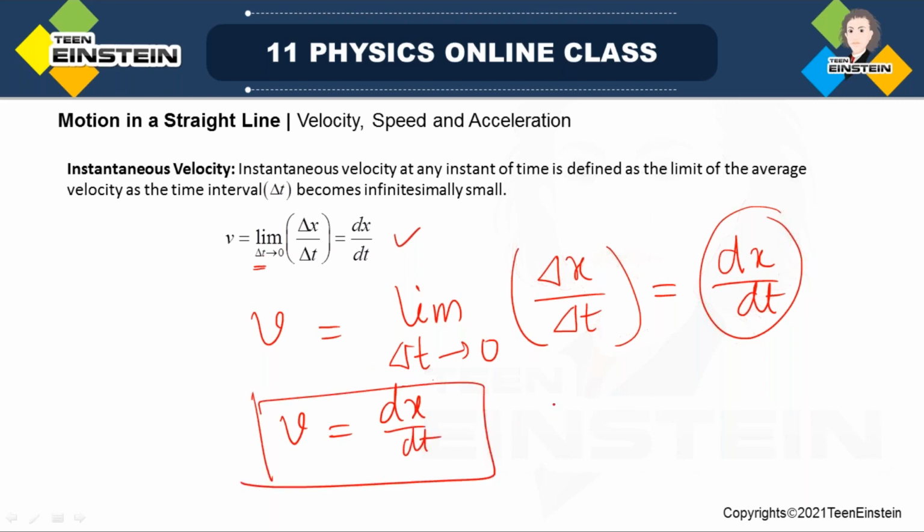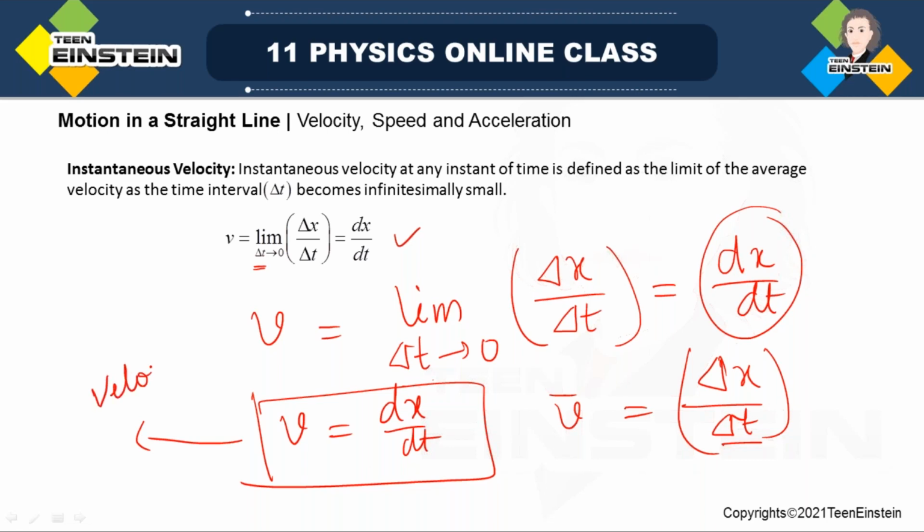But what is average velocity? This is del x by del t, the change in position divided by the time interval. But this here is the definition of instantaneous velocity. This is called simply velocity or instantaneous velocity. So what it gives is the information at each second.